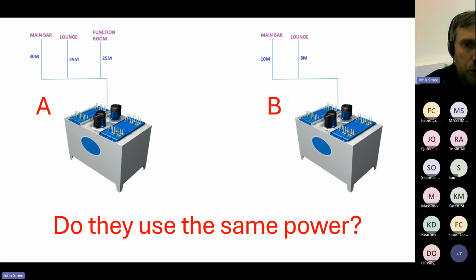We take a standard beer cooler and we're pumping water to 3 places. We're pumping it to the main bar 30 meters away, to the lounge 25 meters away, to the function room 25 meters away. And we take that exact same beer cooler and we put it into a different place. Let's say pub A is a hotel, busy hotel in the city centre or whatever. It's got these 3 rooms in it. Outlet B is a small country pub. It's got a lounge and a bar, and they're both 10 meters away, or 10 meters away and 8 meters away. Much lower resistance in the water circuits here, and everything else is identical.